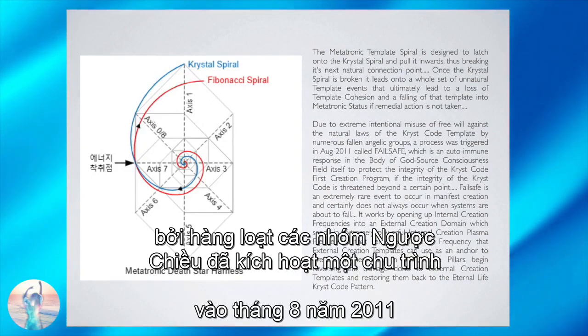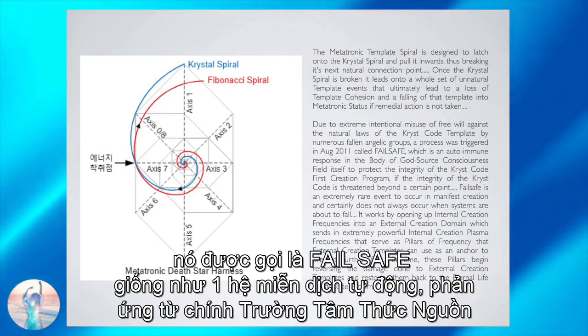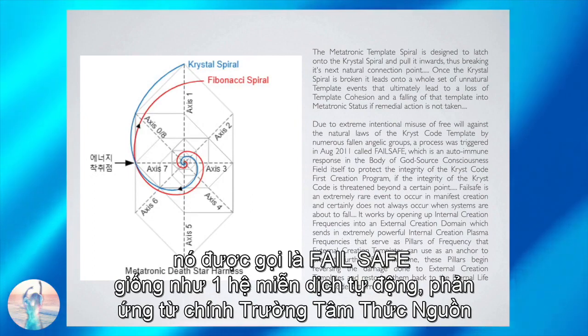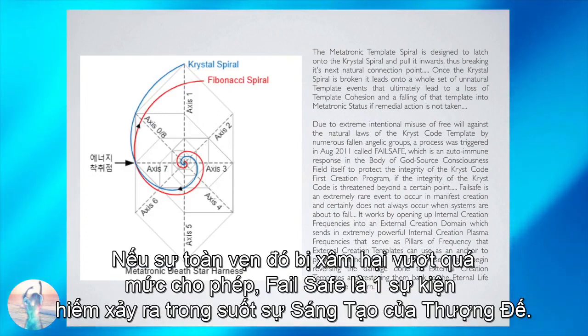Due to extreme intentional misuse of free will against the natural laws of the Christ Code template by numerous fallen angelic groups, a process was triggered in August 2011 called failsafe, which is an autoimmune response in the body of God Source consciousness field itself to protect the integrity of the Christ Code first creation program if the integrity of the Christ Code is threatened beyond a certain point.